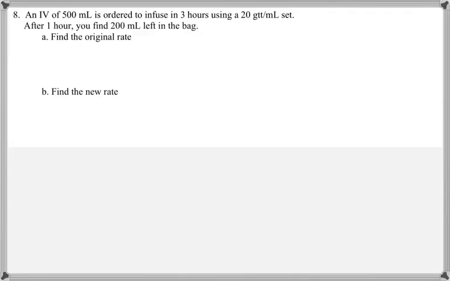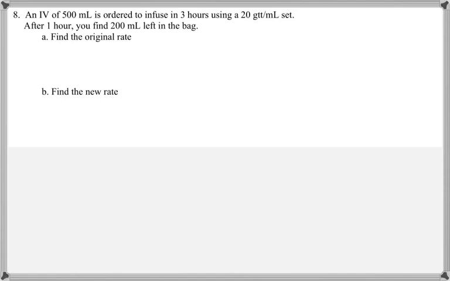Number 8 says, an IV of 500 mLs is ordered to infuse in 3 hours using a 20 GTT per milliliter set. After 1 hour, you find 200 milliliters left in the bag. Part A, find the original rate, and then Part B, find the new rate.